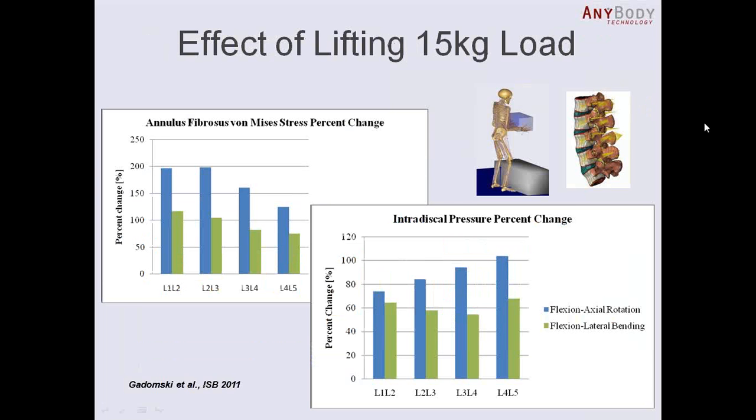In another study pairing AnyBody with the same Abaqus model, Gadomski and co-authors looked at increases in annulus fibrosus stress as well as disc pressure when lifting a 15-kilogram load. You can see there were substantial increases in both metrics for both axial rotation and lateral bending, but the axial rotation was notably worse. This study makes a nice example of how the modeling tools can be used to gain valuable insight for a variety of orthopedic applications and maybe even clinical management of relevant spinal conditions.